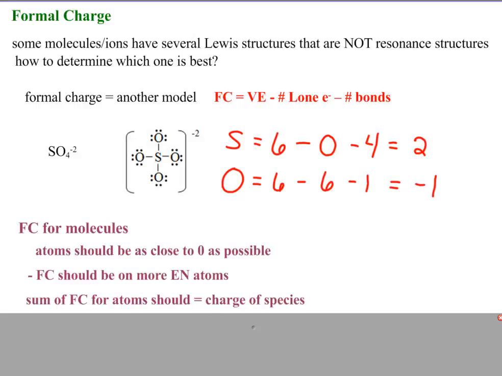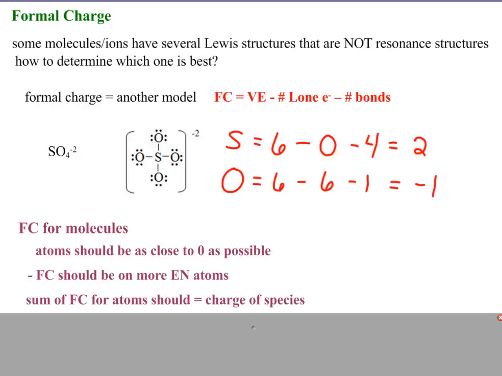When we're looking at the formal charge for molecules and for ions, within the molecule or the ion, the formal charge for each atom should be as close to 0 as possible. So if we look at our sulfate ion, we see the formal charge for sulfur is 2. That's not very close to 0. Formal charge for oxygen is minus 1. That's better. That's closer to 0, but still not 0.